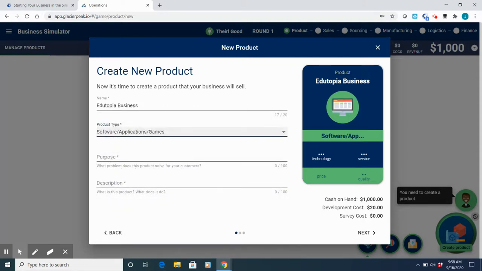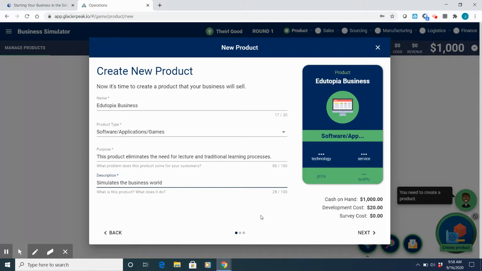And then it says, what problem does this product solve for your customers? This product eliminates the need for lecture and traditional learning processes. What is this product and what does it do? Again, you'll be putting in all your information. We're just going to speed this along for the purpose of this video. It simulates the business world through an engaging platform. Okay.